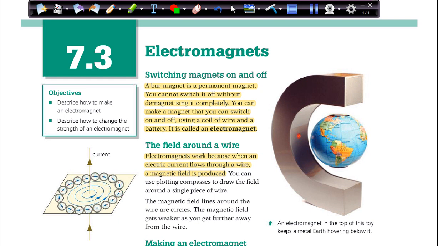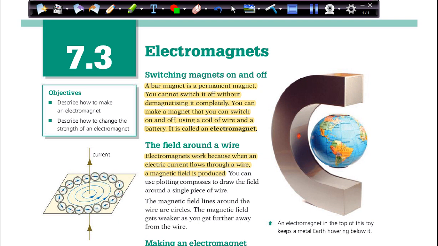We studied before about the properties of magnets, and we studied the magnetic field, and we said the region where magnetic materials experience a force is called a magnetic field. And we can find the shape of a magnetic field using iron filings or a plotting compass, which is a small compass. And we said that the Earth behaves as if it has a bar magnet inside it.